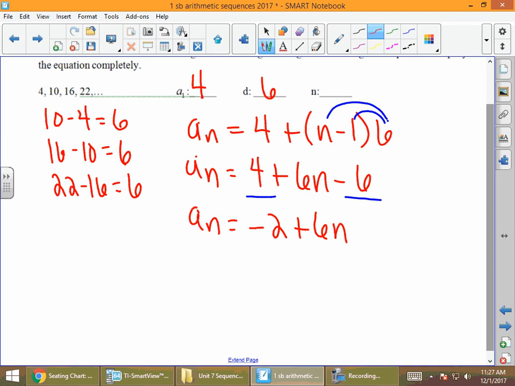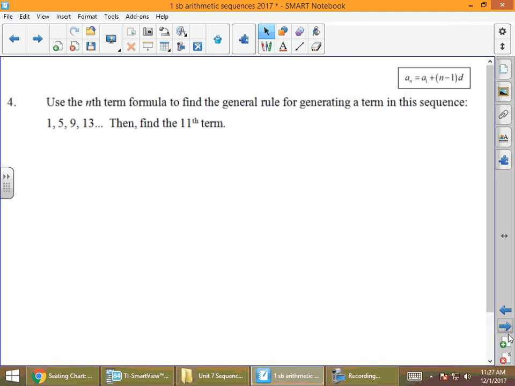So as we move to the next one, start left on your paper so that you've got enough space in there. But it says use the nth term formula to find the general rule for generating the term in the sequence of 1, 5, 9, 13, and so forth. Then find the 11th term. So start left on your paper so that you've got enough space. And let's look at what we know.